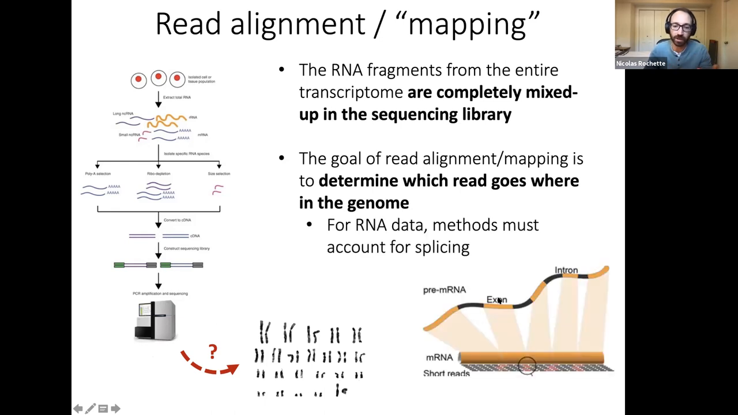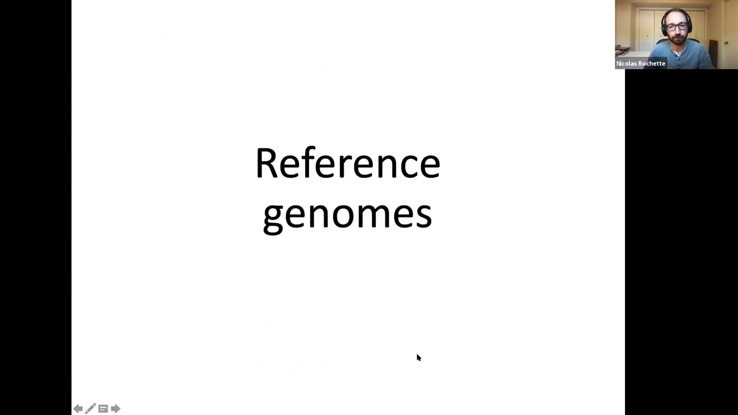And the big question is going to be, where in the genome do these reads come from? I get a read, and in the beginning, for these 75 base pairs or 100 base pairs, I have no idea which chromosome it's coming from. The idea is that by looking at the sequence, we're going to find where in the genome it comes from, and we have to account for splicing while doing this. For this, we need two things: the reference genome, and the read.